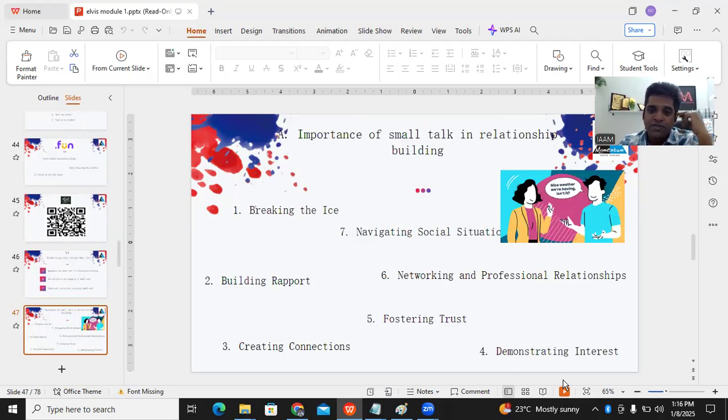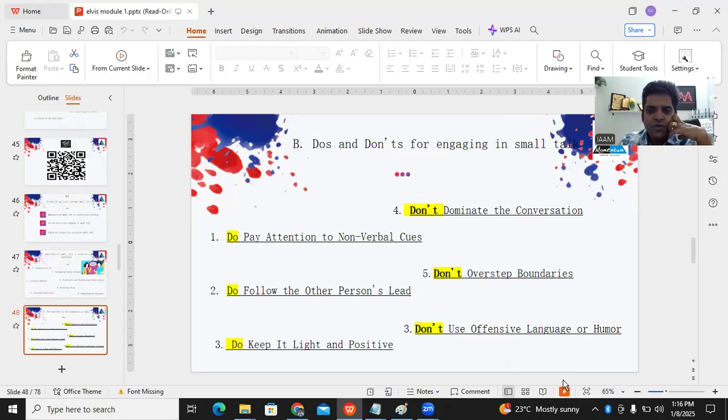The first one is the importance of small talk. These are all the importances: breaking the ice, navigating the social situation, building a rapport, networking, and professional relationships. Then you go to the do's and don'ts. There are three do's, three don'ts. Do pay attention to non-verbal cues, follow the other person's lead, keep it light. The don'ts: don't dominate the conversation, don't overstep the boundaries. At times, we Indians try to get very over-friendly, and Western culture is mostly about keeping a space, keeping a one-hand distance.